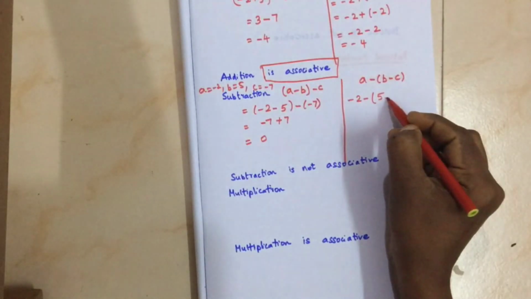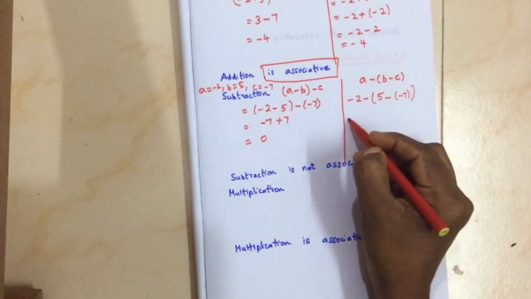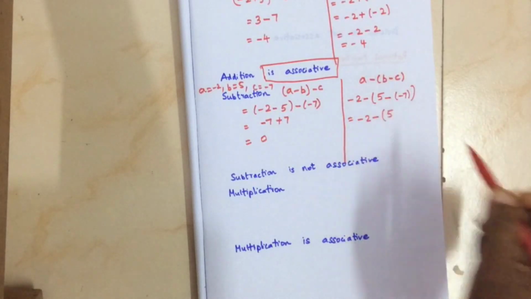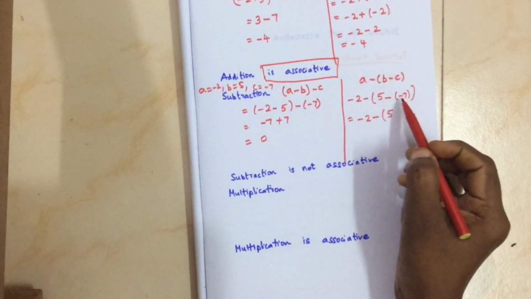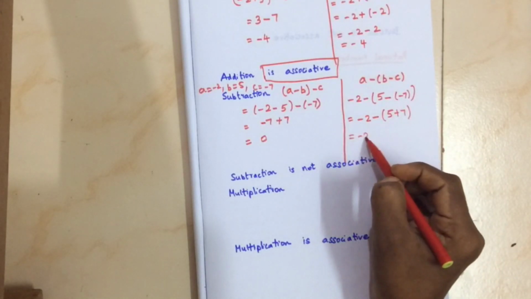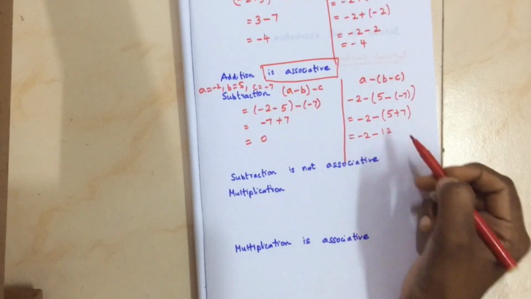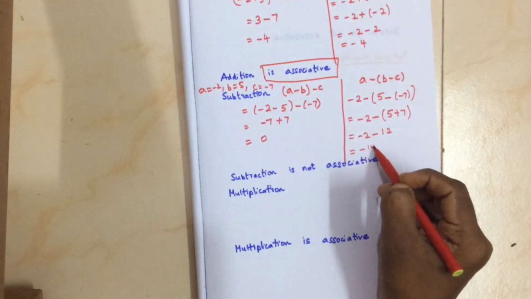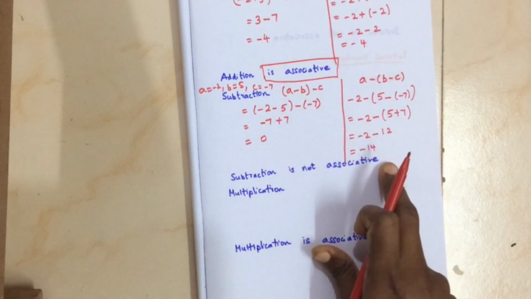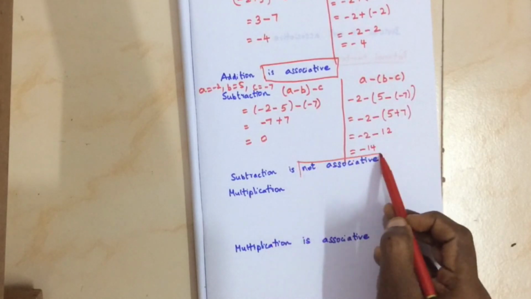Coming here, A is minus 2 minus, what is B? 5 minus, what is C? Minus 7. It's equal to minus 2 minus 5. This minus into minus, this is multiplication, minus into minus is plus 7. Minus 2 minus, what is 7 plus 5? 12. That is equal to minus 14. So here it is 0 and here it is minus 14. So for integers, subtraction is not associative.